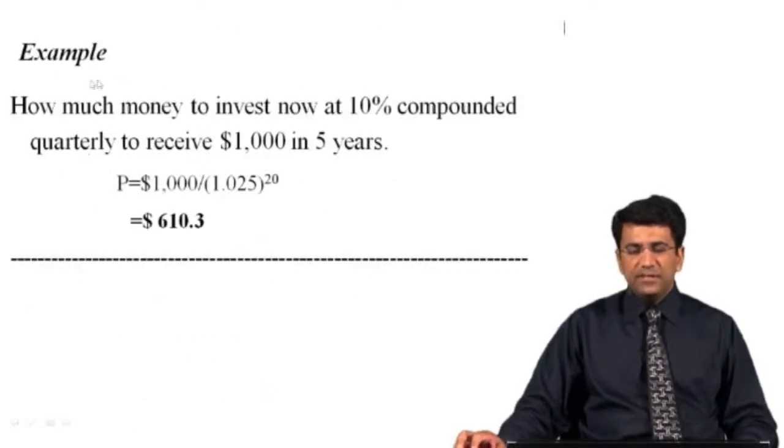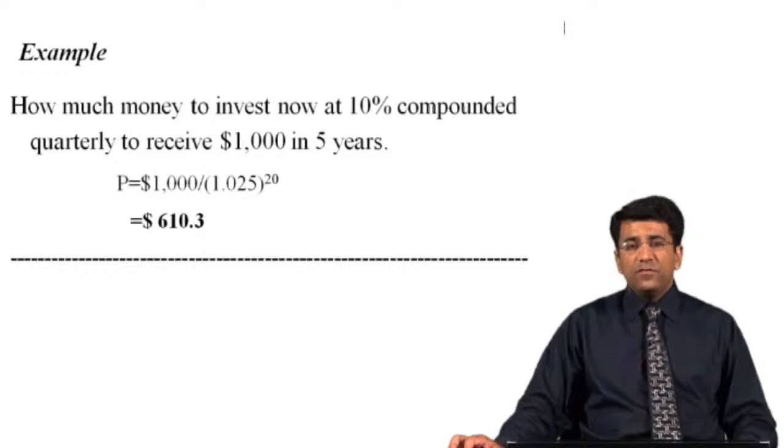Again, students, let's discuss an example: how much money to invest now at 10% compounded quarterly to receive $1,000 in 5 years? Now, how is this question different from the previous one? Now the compounding is done quarterly. As I already told you, we'll have to make some changes in the formula. We will divide the interest rate by 4, because the compounding is done quarterly, and the number of time periods, that is n or 5 in this case, will be multiplied by 4. So the formula will become P is equal to 1000 divided by 1 plus I divided by 4, raised to the power n, 5 multiplied by 4, which becomes 20.